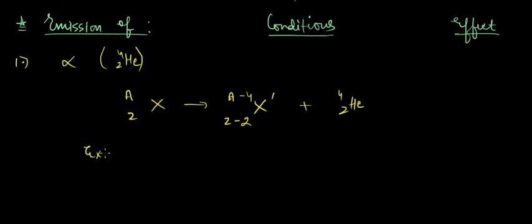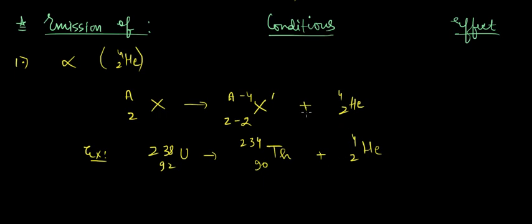So an example of this can be, let's say we have U238. One atom of U238 emits one alpha particle, or we can also say that 1 mole of uranium 238 emits 1 mole of alpha particle. So it is getting converted into thorium with atomic number 90 and atomic weight 234. So the condition for this to occur is that Z for any atom that is emitting alpha particle should be greater than 83.